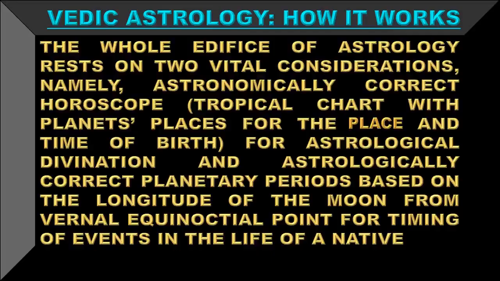The whole edifice of astrology rests on 2 vital considerations, namely, astronomically correct horoscope, that is, the tropical chart with planets' places for the place and time of birth of the native for astrological divination, and astrologically correct planetary periods based on the longitude of the moon from vernal equinoctial point for timing of events in the life of a native.